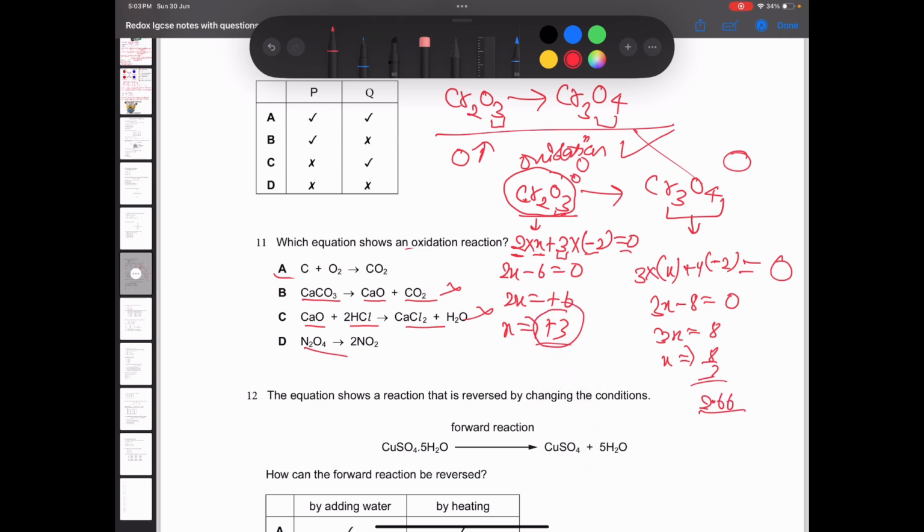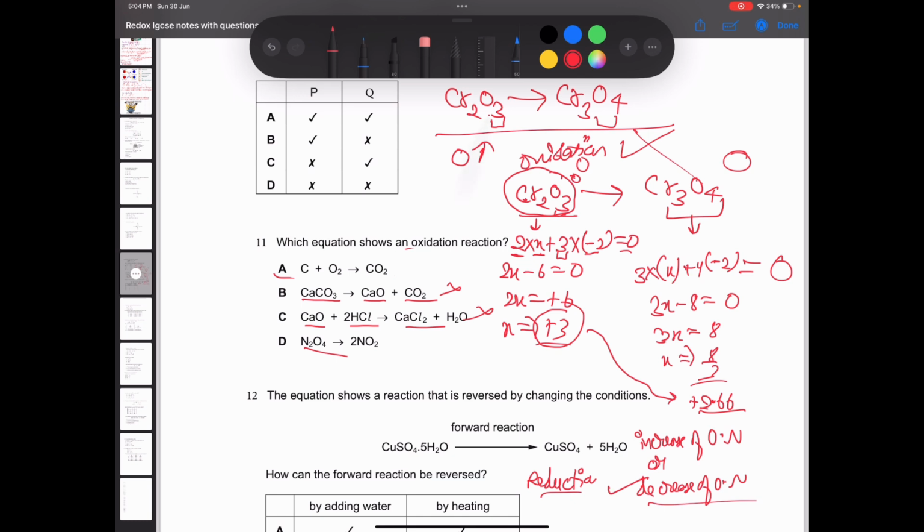Now, if you check, chromium is going from a charge of +3 to +2.66. Is this an increase of oxidation number or a decrease of oxidation number? This is a decrease of oxidation number, which is reduction. So always oxidation number is the best way to find out whether oxidation or reduction is taking place.